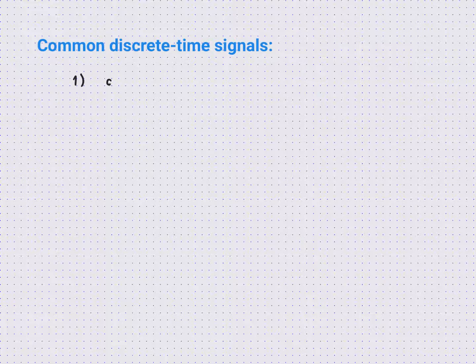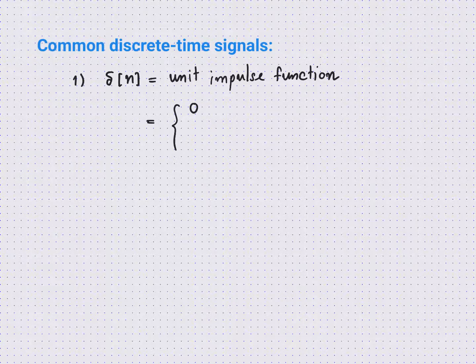The first one that I'd like to introduce is called delta n. Delta n is called a unit impulse function. The unit impulse function is very simple to define. It's defined as delta n equal to 0 if n is not equal to 0, and delta n equal to 1 if n equal to 0.